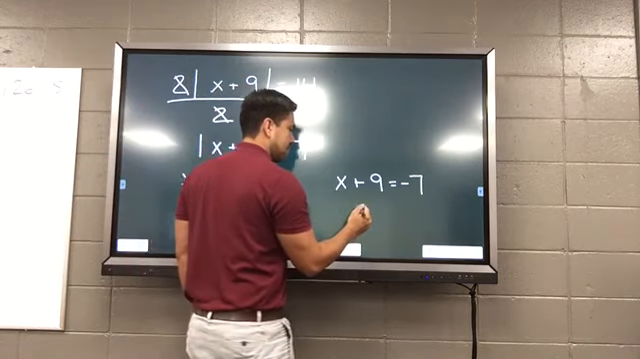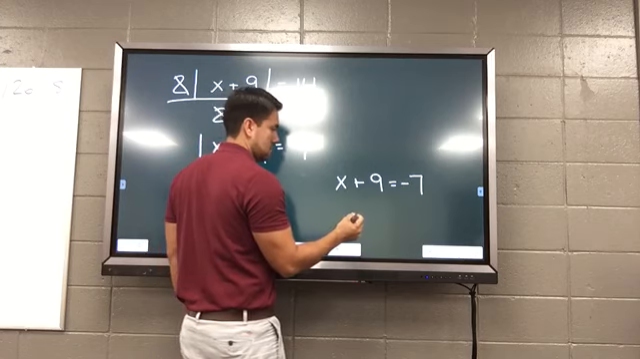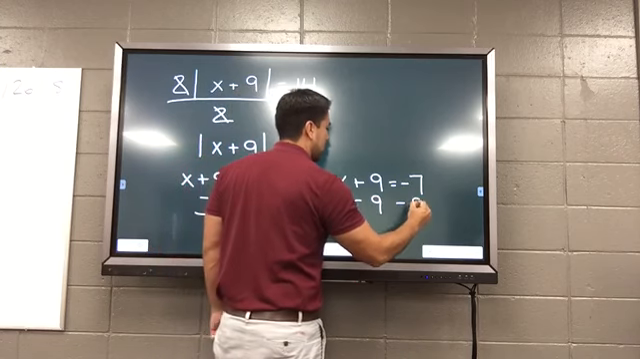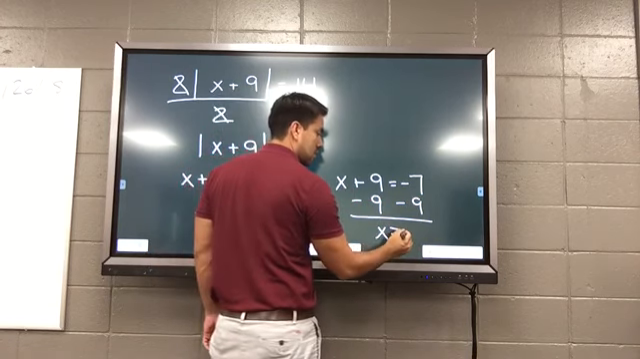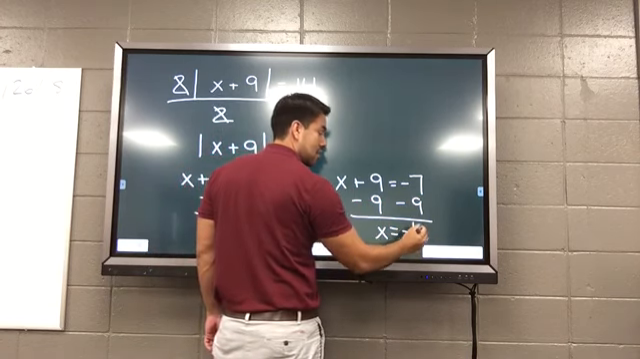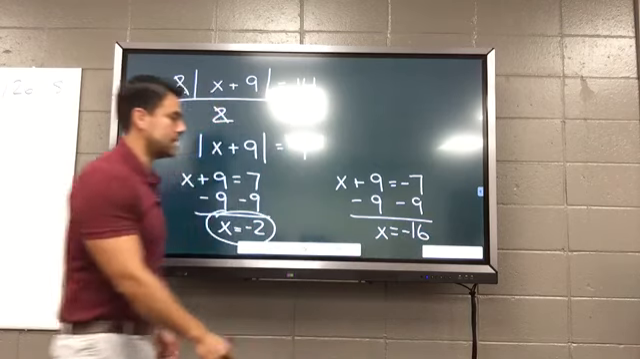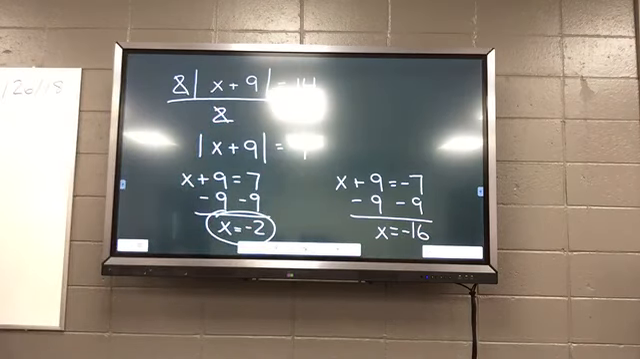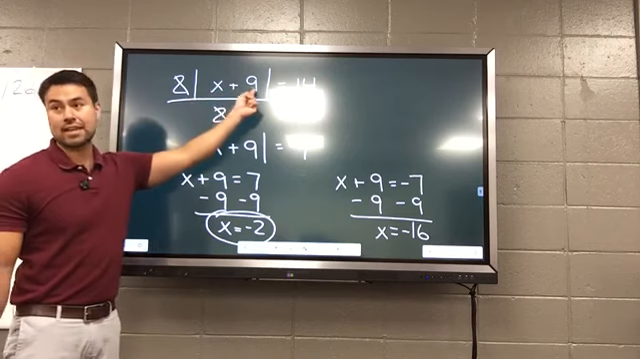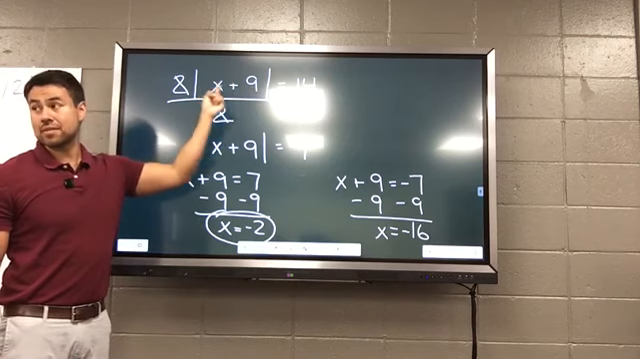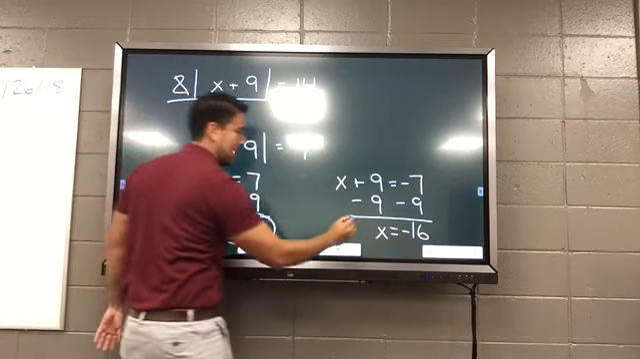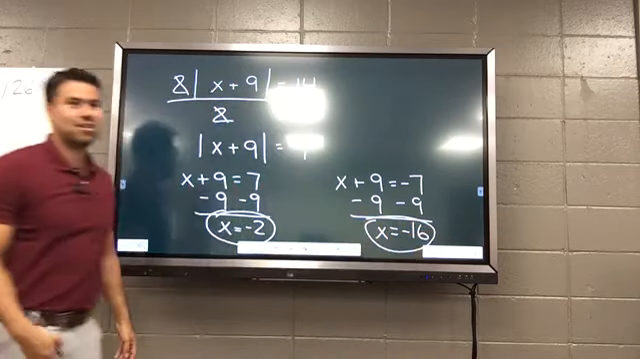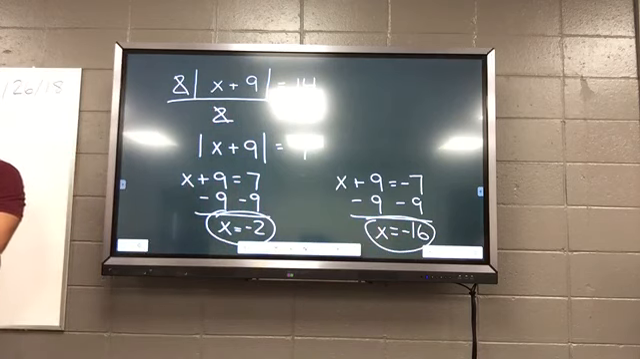So you want to get x by itself, so you would do minus 9 on both sides. Very nice. Minus 9 on both sides. You get x equals? Would that be negative 16? All right, but does negative 16 really work? What's negative 16 plus 9? Negative 7. What's the absolute value of negative 7? 7. 7 times 2? Yay, that works too. So do two answers actually work? Yeah, and you found them out by the algorithm we use.